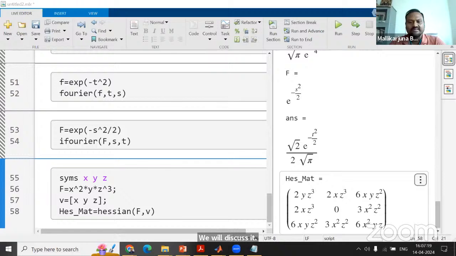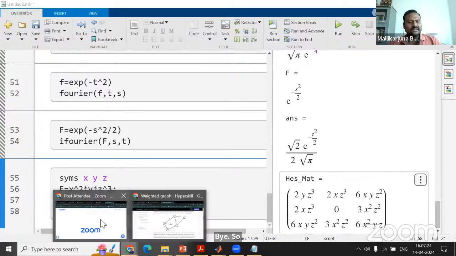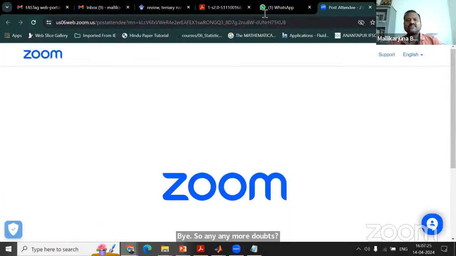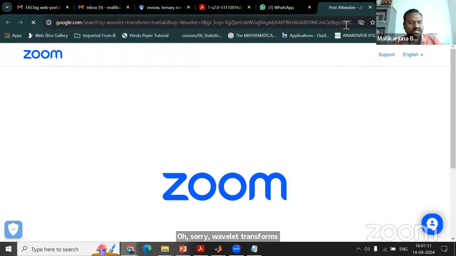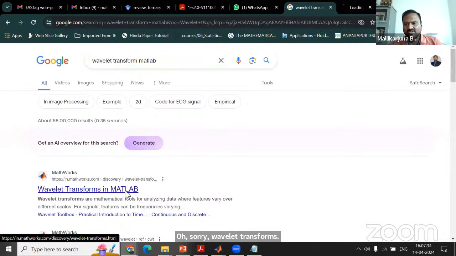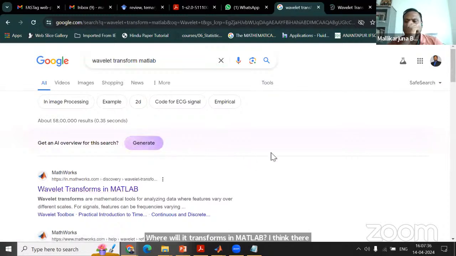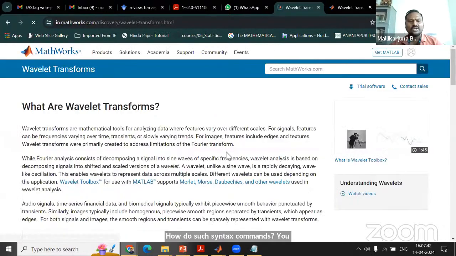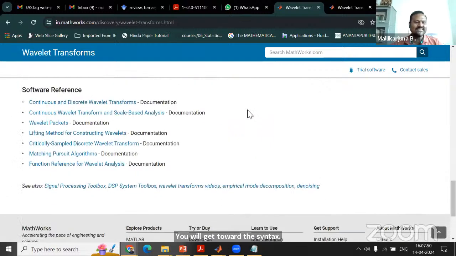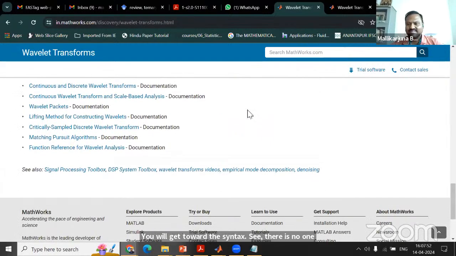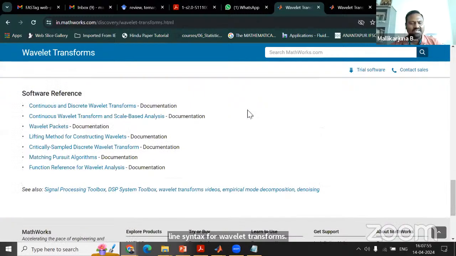Fine. So any more doubts? I'll try the Hessian matrix you told, right? Sorry, wavelet transforms. Wavelet transforms in MATLAB, I think there is no one-line syntax for that. How to search syntax commands in optimization? Just Google it, but at the end you mention MATLAB. You will get the syntax. See, there is no one-line syntax for wavelet transforms. That is why it is difficult.